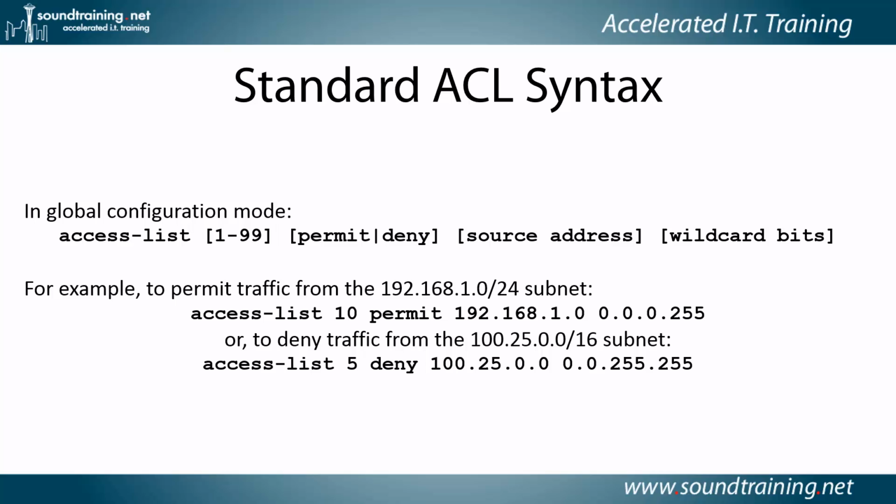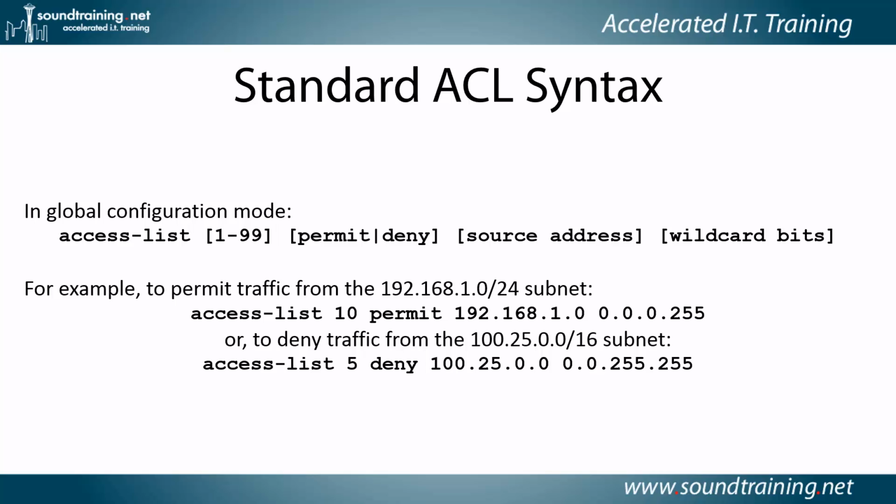Then the source IP address. And the source IP address could be either a full classful network, it could be a subnet, or it could be an individual node. And then the wildcard bits. And the wildcard bits is really just another way of expressing the subnet mask. And what we do for the syntax on wildcard bits is we invert the actual mask.